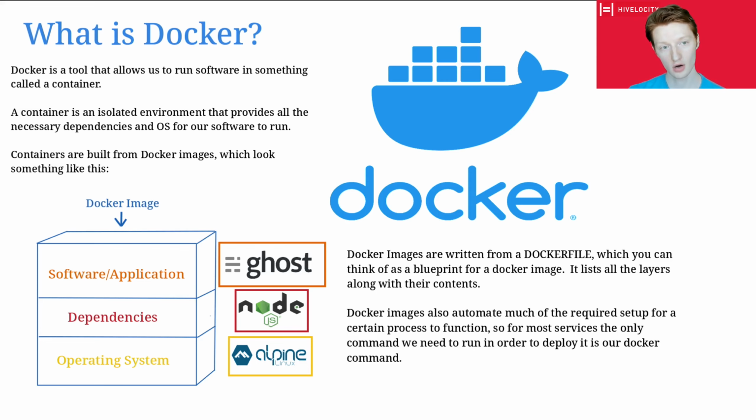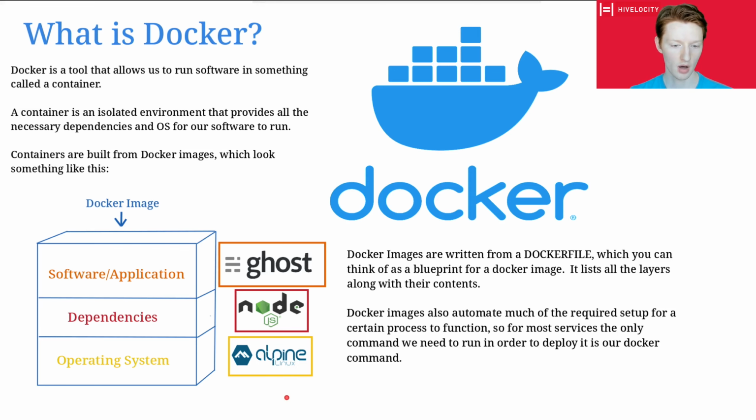So first off, Docker is a tool that allows us to run software in something called a container. And a container is just an isolated environment that has all the requirements for a particular piece of software to run. So think dependencies like PHP or Node.js, and an operating system like Ubuntu, Alma Linux, or something of the sort. And down to the left, we have a diagram of a Docker image. And a Docker image is what these containers are deployed from. They're the initial starting off point.